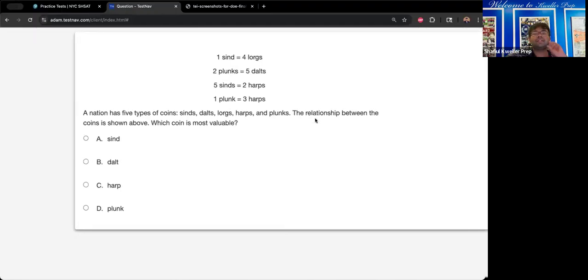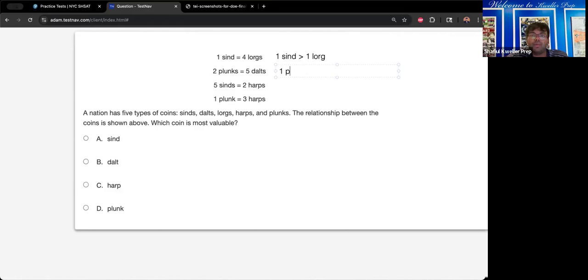The relationship between the coins is shown above. Which one is the most valuable? For this one, you just have to set up an equation to see which one is more valuable. The one that has a bigger number is not more valuable. The one that has the smaller number is more valuable. What do I mean by this? Let's go through each one. 1 sind is equal to 4 logs. That means that 1 sind is greater than 1 log. That just makes sense, right? Because 1 sind is equal to 4 of them.